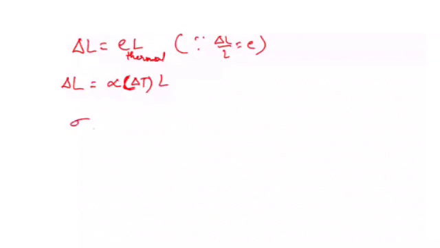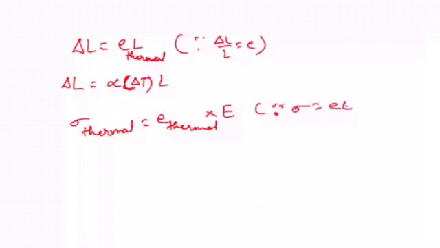Next is the stress, the thermal stress. So sigma thermal, this will be equal to E thermal into E, since we know sigma equal to E into E. So from this I can write alpha into del T into E. This will be the thermal stress.